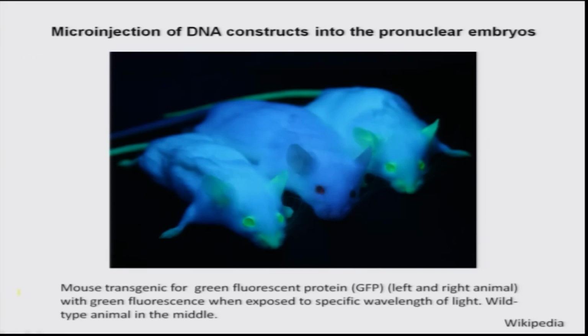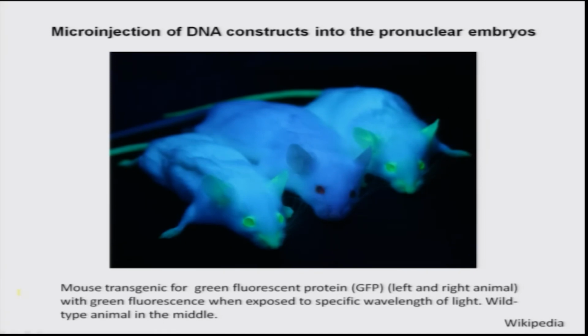This protein is called green fluorescent protein or GFP. So what is the property of the protein? When you excite this protein with a certain wavelength of light, it fluoresces, it gives you a fluorescent color, and that's what's shown here. You can see that the animals on the left and right have green color in their ear, in their tail, near their nose, and in the eye. You see this glittering green color, whereas the animal in the middle is not showing such green fluorescence because it doesn't have this particular gene.